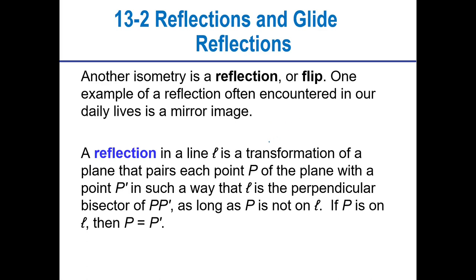Essentially, what we're doing is we have the line L and a point P on one side of the line. We are going to reflect this across the line L, and we want to make sure the image is reflected in a perpendicular fashion. So the point P is reflected across to another point P prime, and the segment is bisected by the line L at a perpendicular angle.